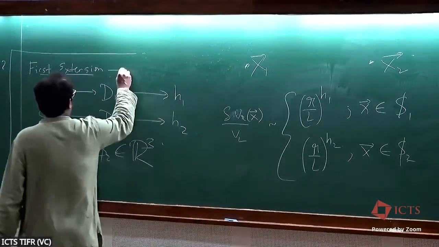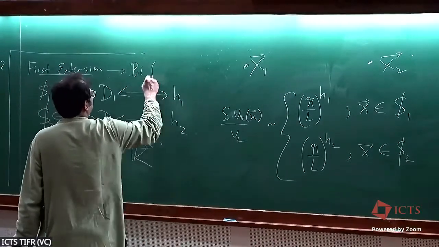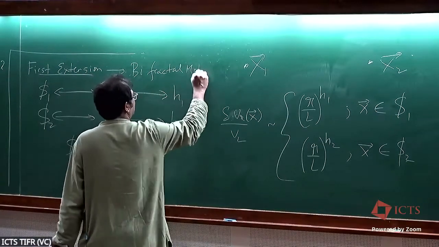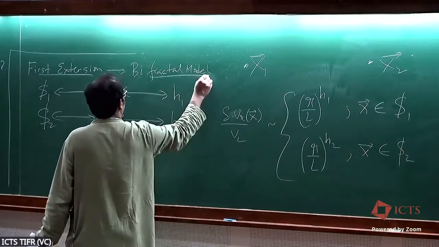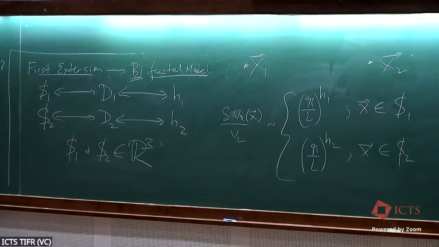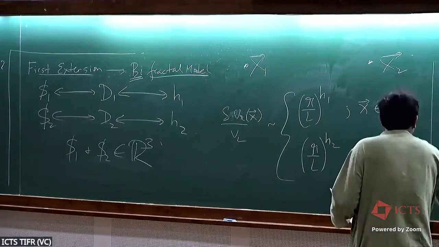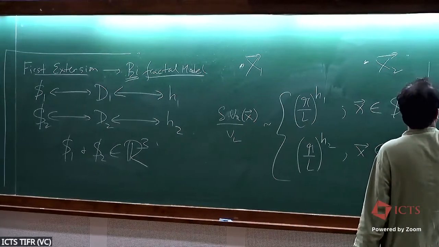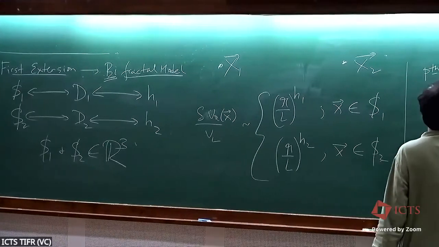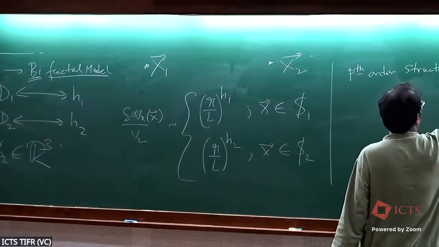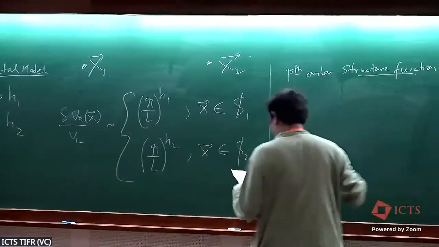It would be what would be called a bifractal model. You can see the word bi here is due to the fact that I have chosen two options. So what this means is, if I look at the pth order structure function.